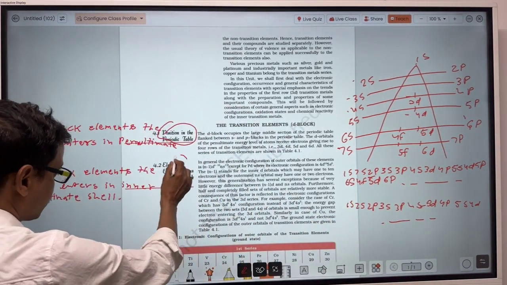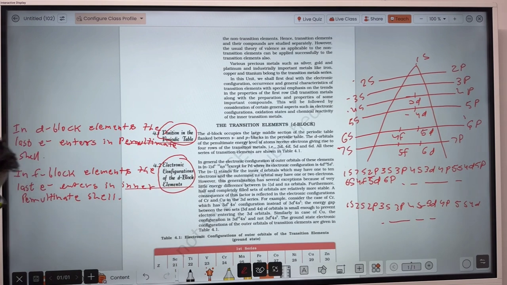So when you write the electronic configuration, I have already told you there will be exceptions in the electronic configuration at chromium, copper, and palladium. In the 3d series, chromium and copper, and palladium also. What is here? Chromium: the atomic number of chromium is 24.